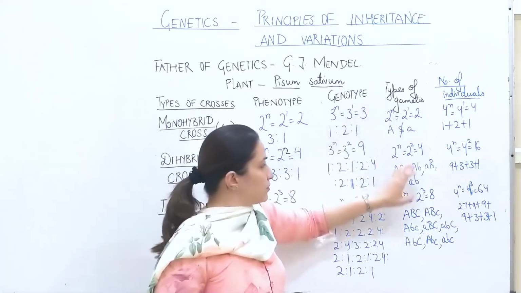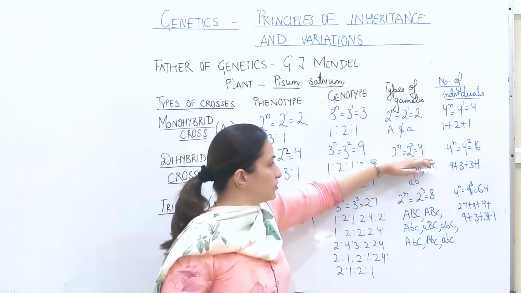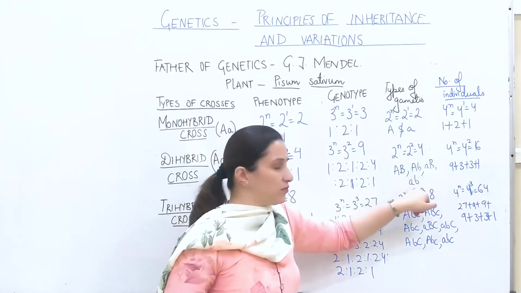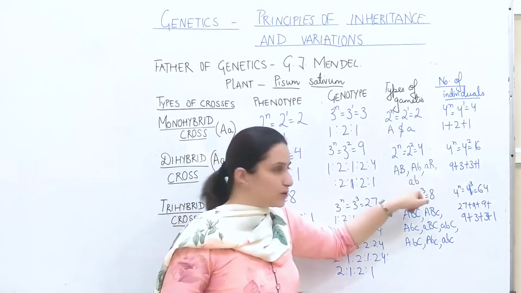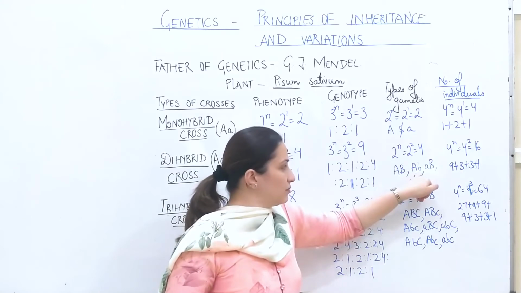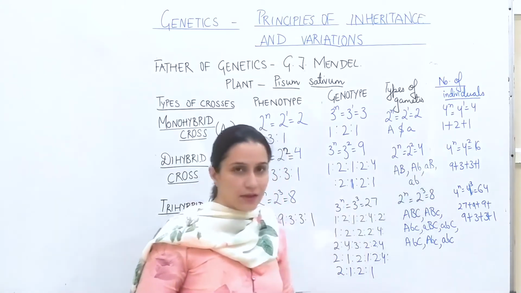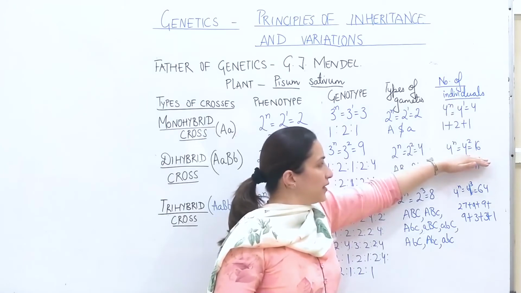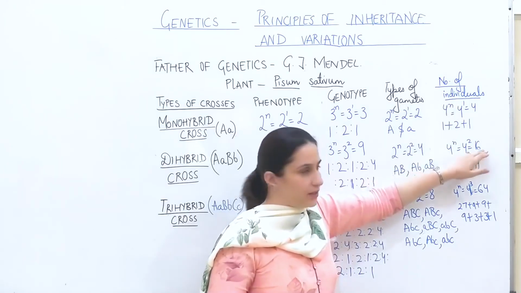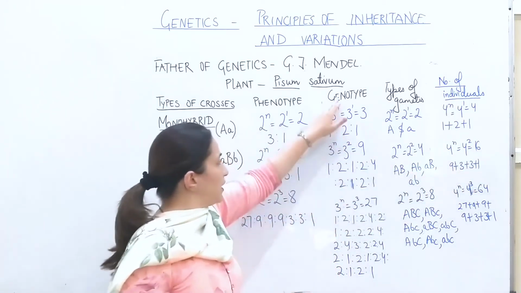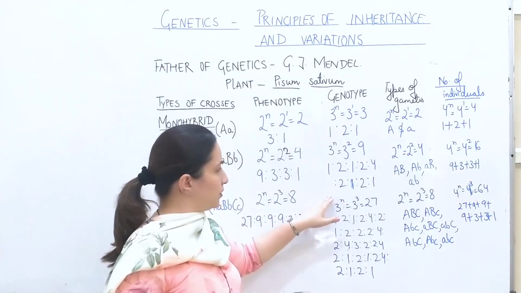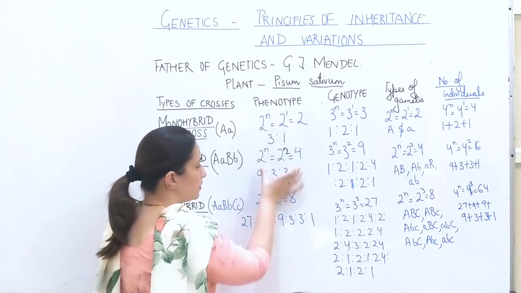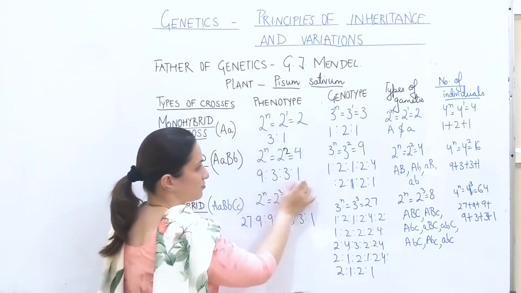Again, for number of types of gametes, we have the formula 2 raised to power n, that is 2 raised to power 2, 4. And the different types of gametes formed are capital A capital B, capital A small b, small a capital B, small a small b. The 4 types of gametes are formed. Number of individuals is 4 raised to power n, that is 4 raised to power 2, 16. And again, we are going to add all the phenotypic ratio, that is 9 plus 3 plus 3 plus 1.